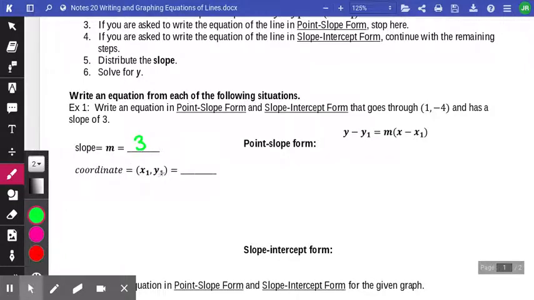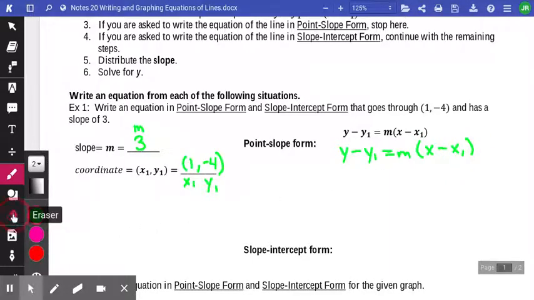The coordinate, what is the coordinate that I was given? And that ordered pair is 1, comma, -4. All right, so remember, this slope is my m, and this coordinate, my ordered pair, is x1, y1. So here I have a formula. So what I can do is when you're using a formula, you can do what's called erase replace. So write the formula down, y minus y1 equals m parentheses x minus x1.